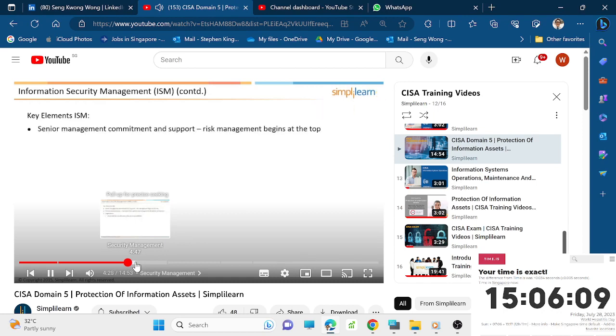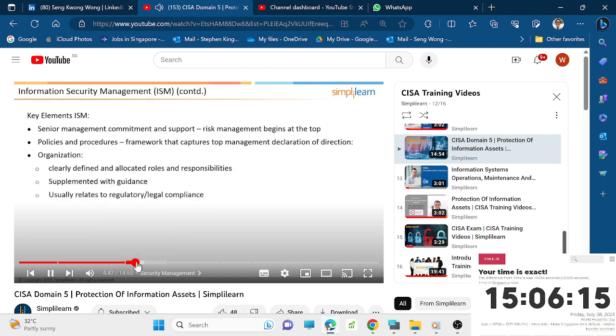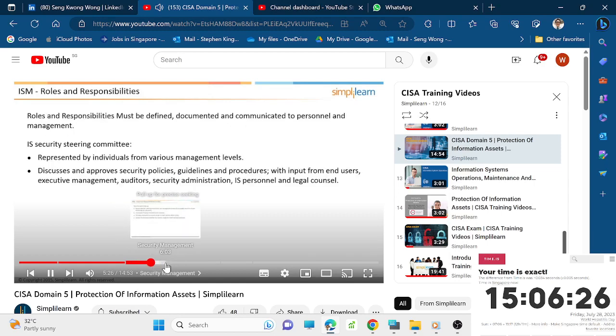The key elements of ISM: senior management, commitment, and support. The risk management begins at the top. Policies usually relate to regulatory legal compliance. Let us continue discussing Information Security Management, ISM, in the next screen. And legal counsel.